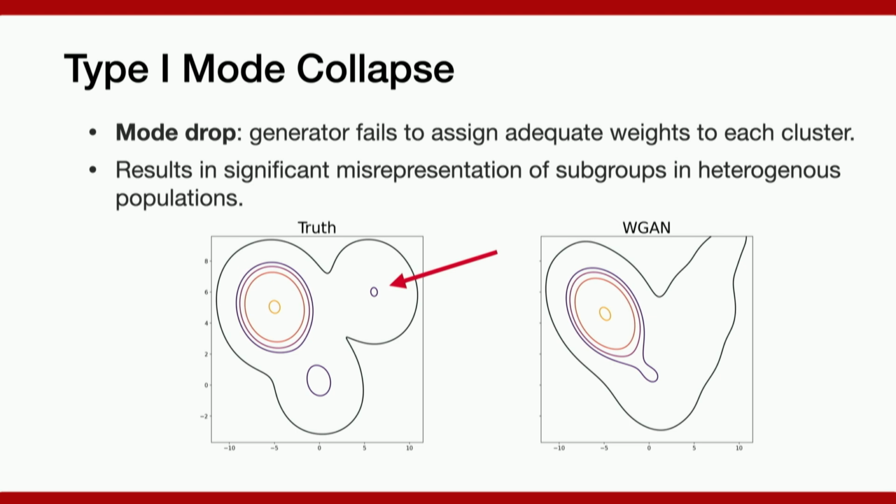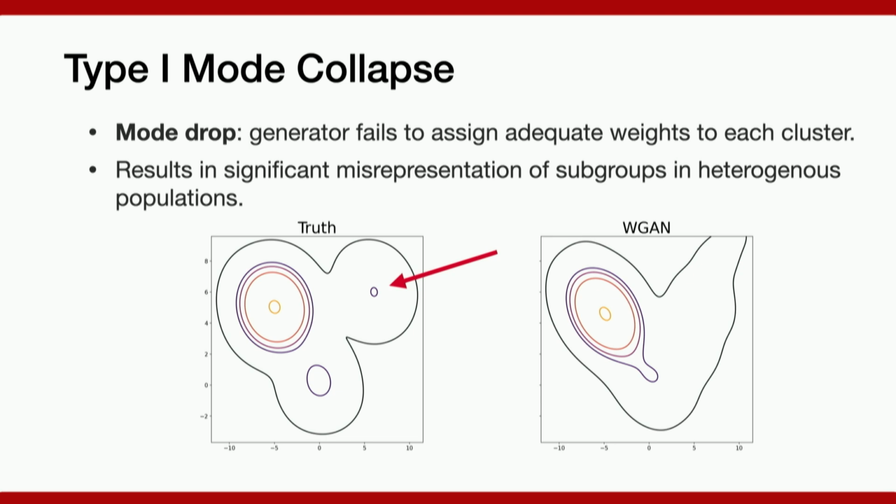Mode collapse is actually a terminology used quite generally in the literature, but we classify mode collapse into two types in our work. We call type 1 mode collapse mode dropping, which happens when the generator fails to assign adequate weights to the clusters. So here in the images, you can see that in the true data, I have 3 clusters, a big cluster and 2 smaller clusters. And in Wasserstein-GANs, the smaller clusters aren't captured adequately, hence that's why you don't see the contours for the smaller clusters. And practically, this means that it could result in significant misrepresentation of subgroups in heterogeneous populations.